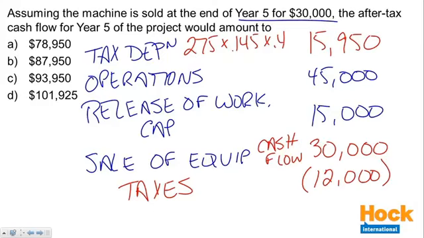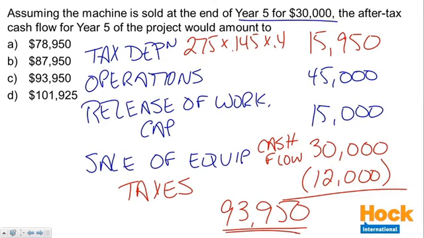So we've got $15,950 from the tax depreciation shield, $45,000 after tax from the operations of this project, a $15,000 cash inflow from the release of working capital, and a net of an $18,000 inflow connected to that sale of equipment and the corresponding taxes that we have to pay on the gain. We add all of this together and we get $93,950 as the after-tax cash flows for year 5.